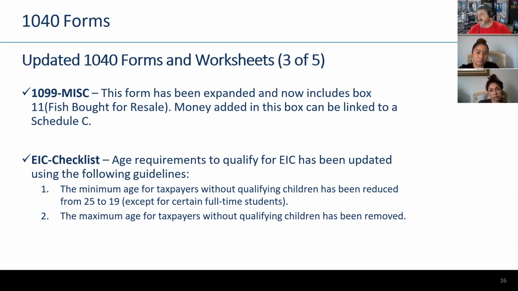EIC checklist, I'm going to talk specifically about these, but it's kind of what you need to know, just kind of a preview. The minimum age for taxpayers without qualifying children has been reduced from 25 to 19, except for certain full-time students, and that's an important note. And then the maximum age for taxpayers without qualifying children has been removed. So the pool of people who might qualify for EIC without qualifying children has expanded a little bit.